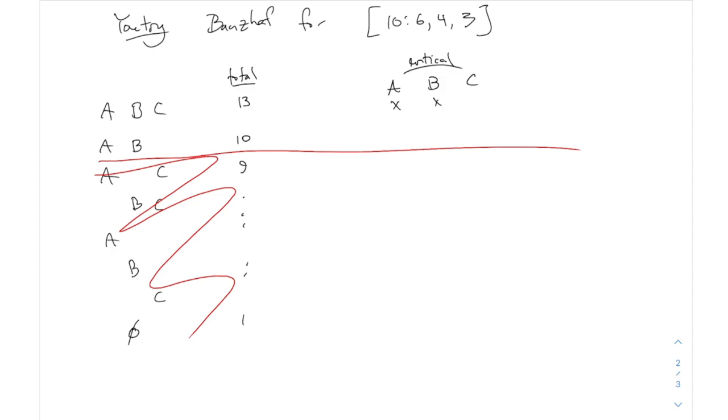And in the AB line, it only adds up to 10. If you were to omit either one, it would go below 10. So the A and the B are both critical there. And that's it. The C is never critical.